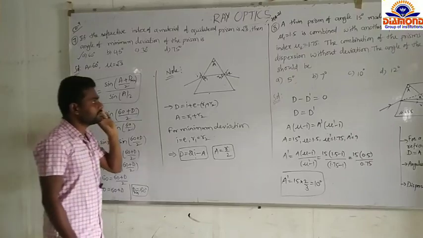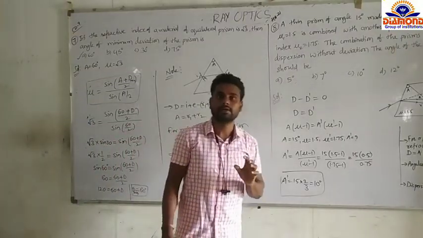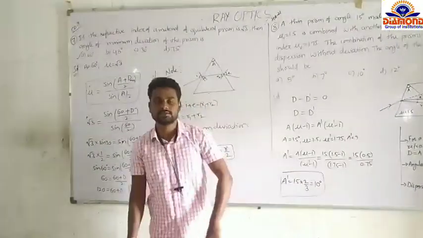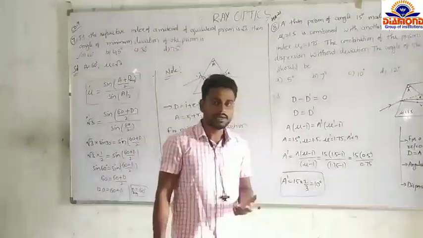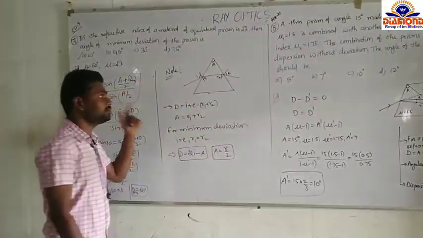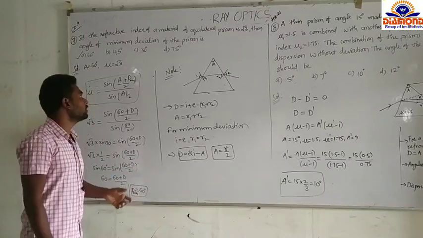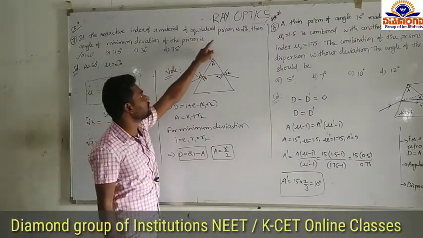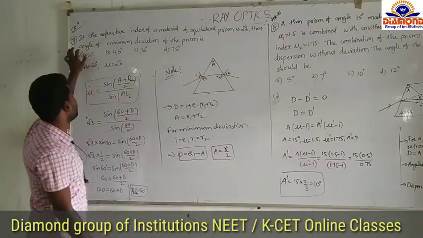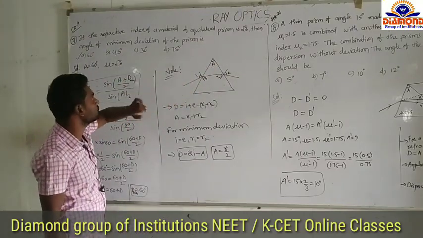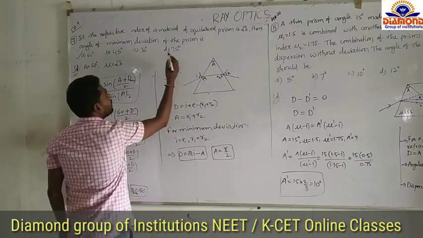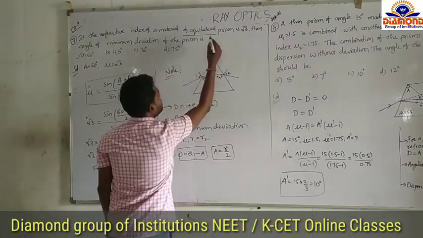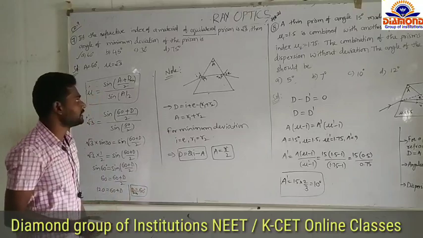So students, listen carefully. Actually you have to do each question in the competitive exam in 30 seconds to 1 minute only. So you have to work with speed. Set your brain to do the problem fast. Now see the question: the refractive index of the material of an equilateral prism is √3. Then the angle of minimum deviation of the prism is. Here they mention equilateral triangle. So equilateral triangle means each angle equals 60 degrees only.